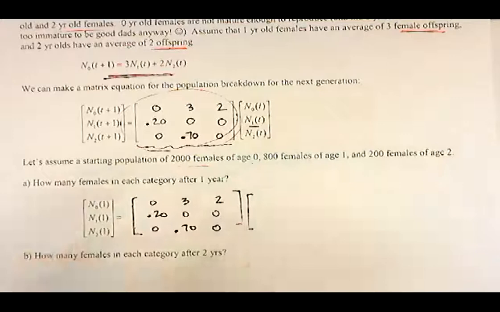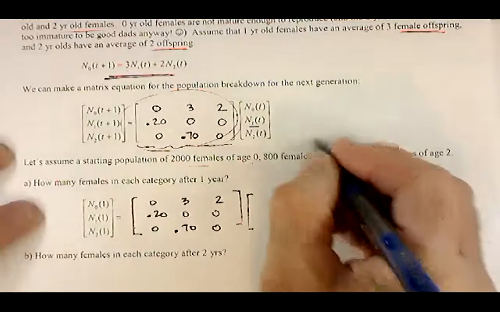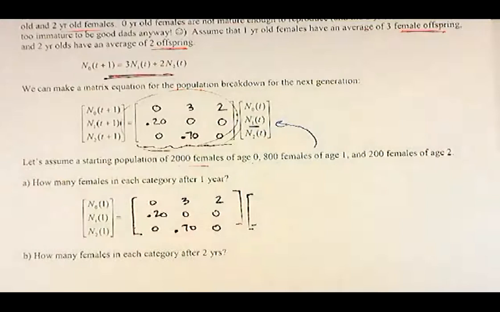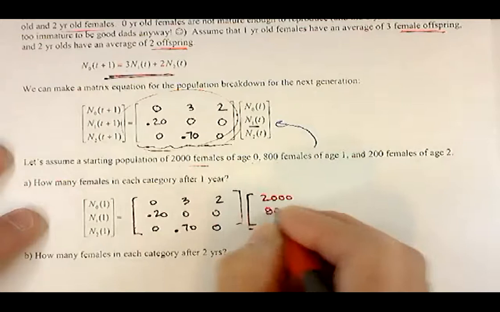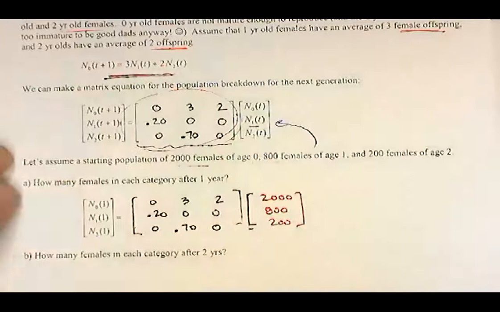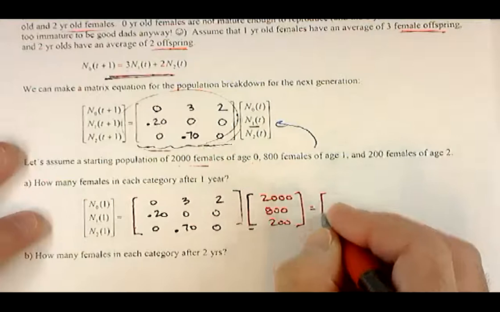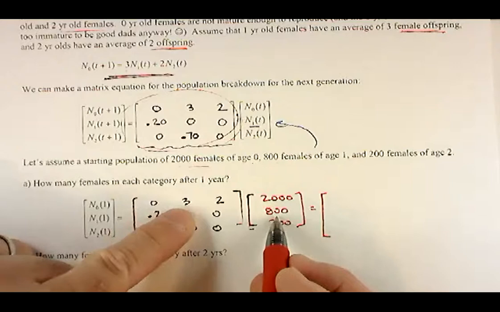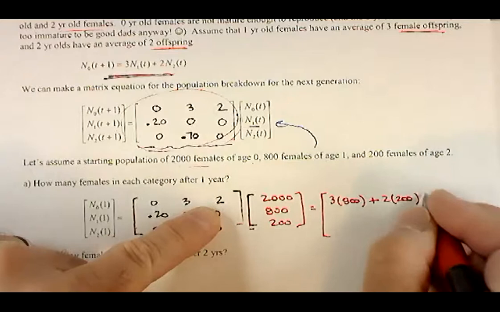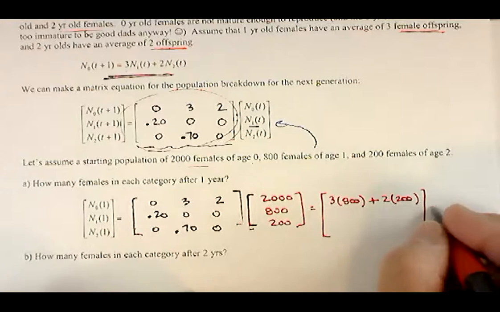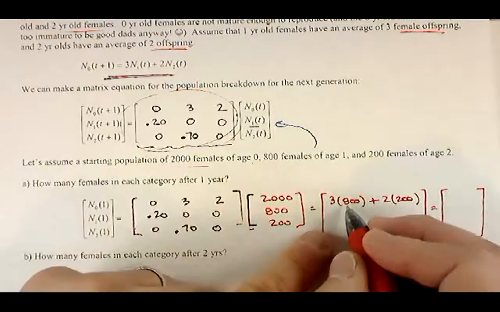Let's try blue here. What we're basically giving you is this right here, your initial population. So I would have, that pen doesn't work either. Let's try red. So I would have 2,000, 800, and then 200 two-year-olds. Those are just these numbers here. And if I multiply this out, okay, practice multiplication, I would have zero times this, three times 800, plus two times 200. And we'll simplify that in a second, but that's going to be the number of zero-year-olds in my next generation. Well, we might as well do that now. That's 2,400 plus 400. I would have 2,800 zero-year-olds in my next generation.